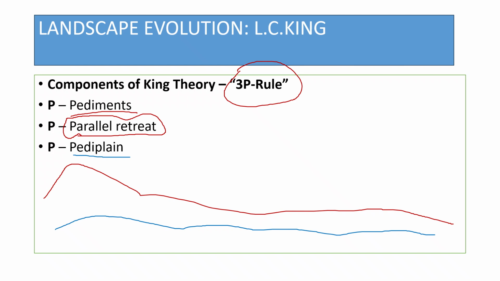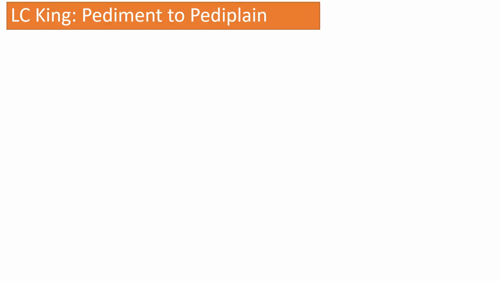So pediment is the first part. Pediment evolves through the parallel retreat, and the ultimate product is the pediplain. These three basic P's explain the landscape evolution theory of L.C. King. According to L.C. King, the first step of his theory is the pediment.